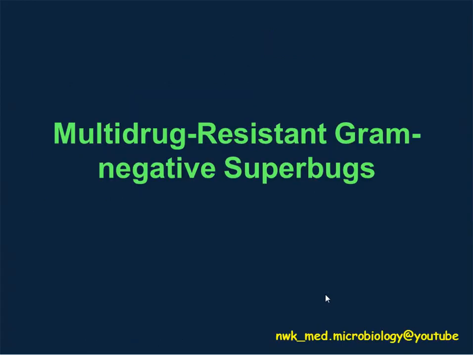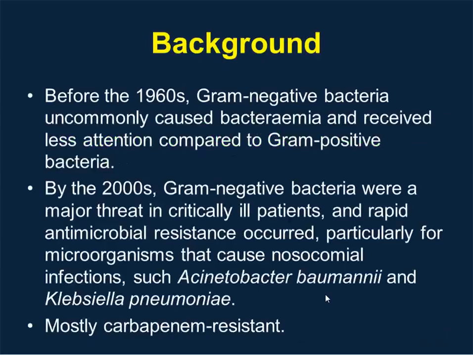The next case of this global emergence of antibiotic-resistant bacteria we're going to discuss is the multi-drug resistant gram-negative superbug. Before 1960, gram-negative bacteria rarely caused severe illness, especially in terms of antimicrobial resistance. However, since 2000, it has been frequently reported that gram-negative bacteria cause antibiotic resistance. The ones that are common are Acinetobacter baumannii and Klebsiella pneumoniae. All of them are resistant to carbapenem.